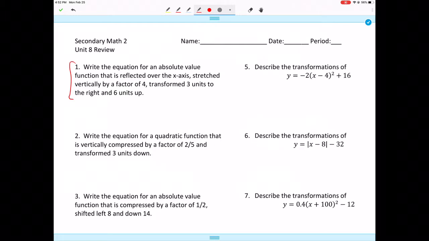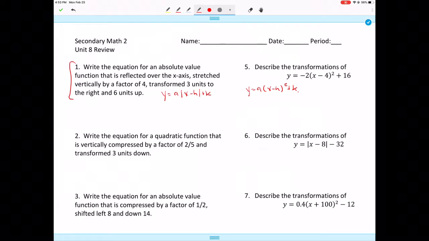Okay, so here we need to do 1 through 4. They give us wording and we need to write down the equation. So this one says write an equation for an absolute value function. An absolute value function looks something like this. A quadratic equation looks something like this. So they look very similar. They both have h and k, that's our vertex, and a gives us our growth pattern or our slope.